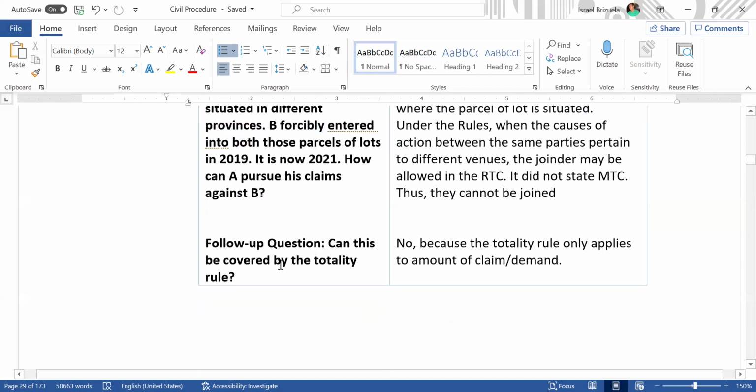Follow-up question. Can this be covered by the totality rule? No, because the totality rule only applies to amounts of claim or demand.